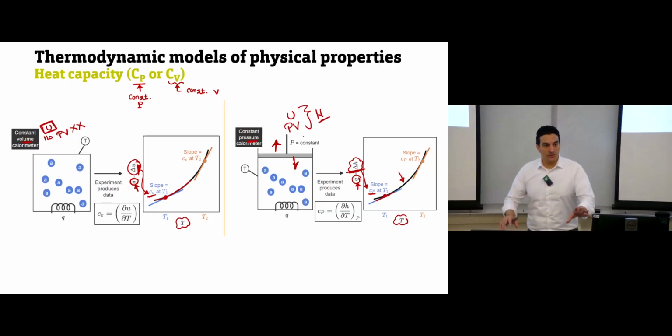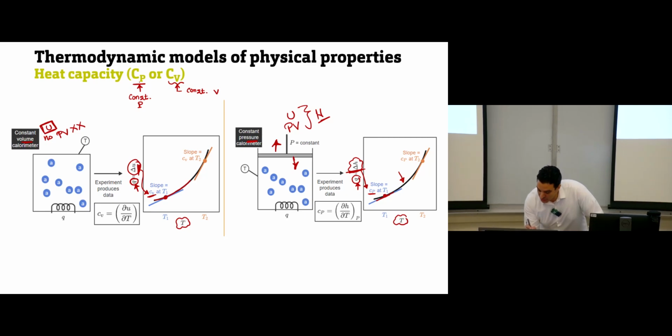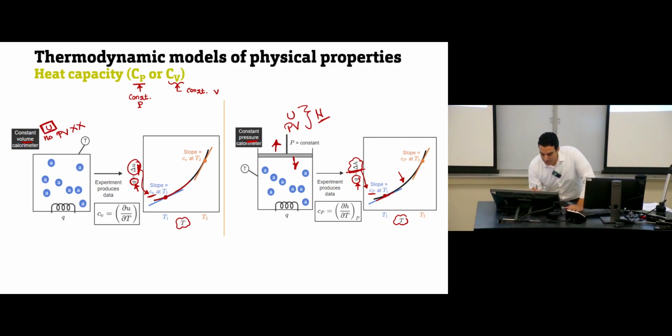So this is why, after we define this heat capacity, I said we have two of them. One of them represents heat capacity at constant pressure, one of them heat capacity at constant volume. Then we can use the CV to calculate the internal energy, and we can use CP to find an equation to calculate enthalpy.